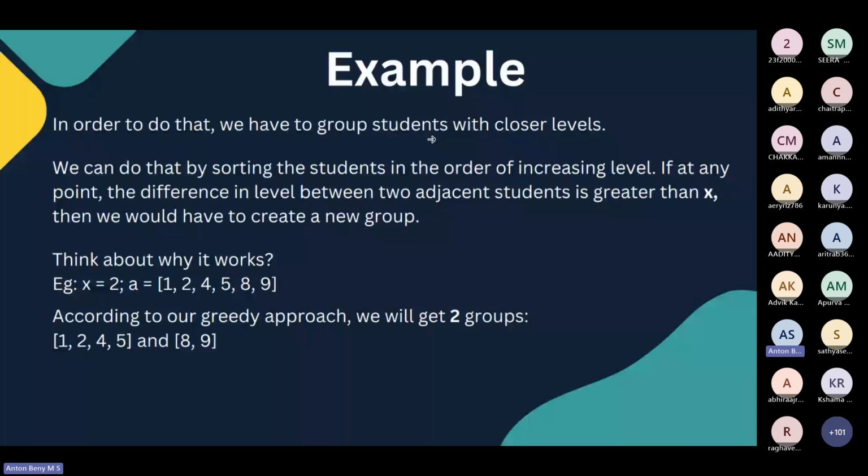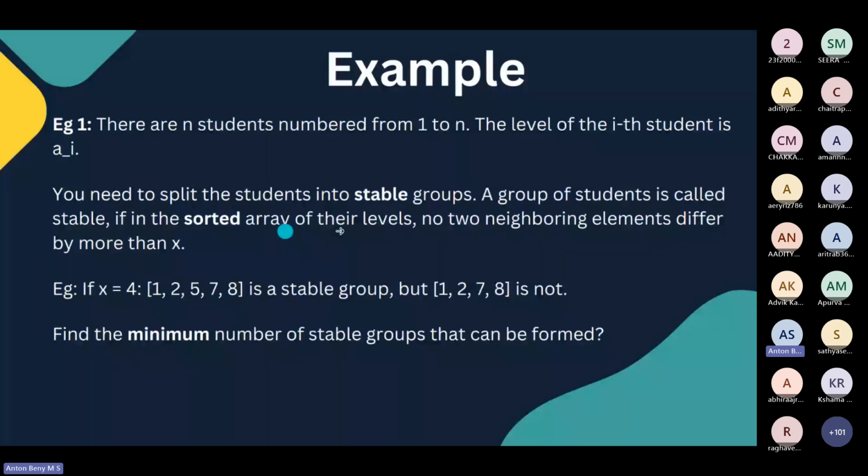So I guess everything is clear. Can you guys respond if everything is clear? If you sort, you're not changing the neighbors. Yeah, the order of students doesn't matter. Anyways, they have asked that in the sorted array of their levels, no two neighboring elements should differ by more than x. So the order of the students doesn't matter. We just want the difference between two neighboring elements to not be more than x. Hope that answers your question.